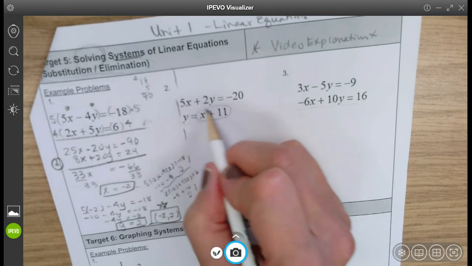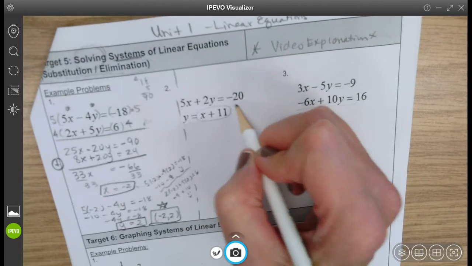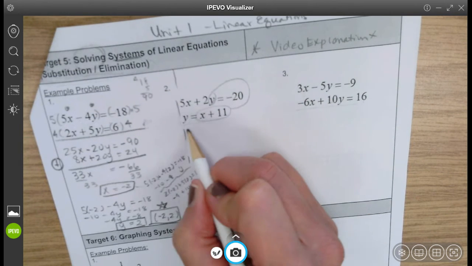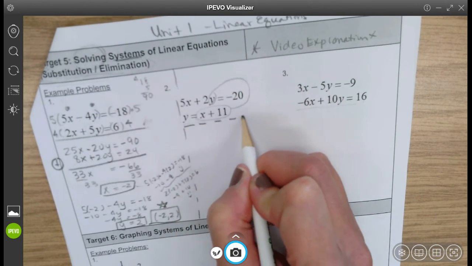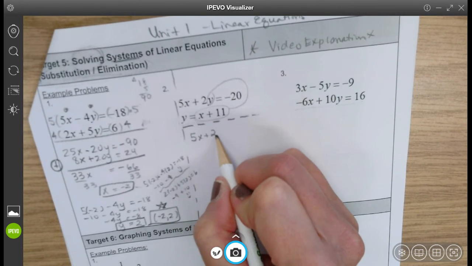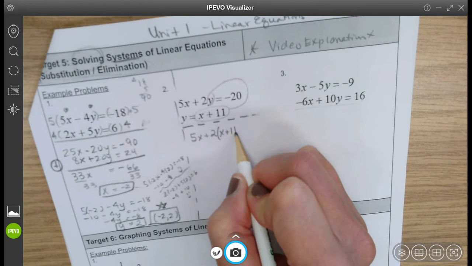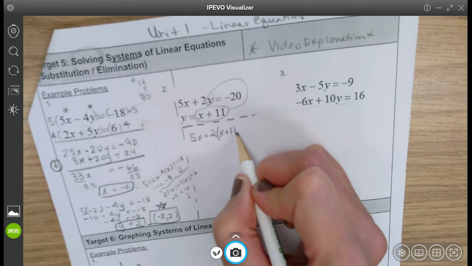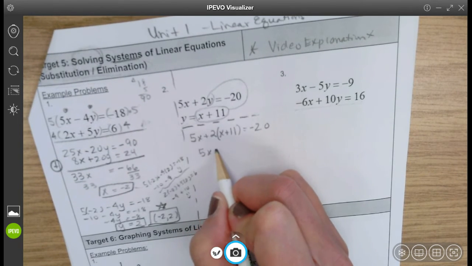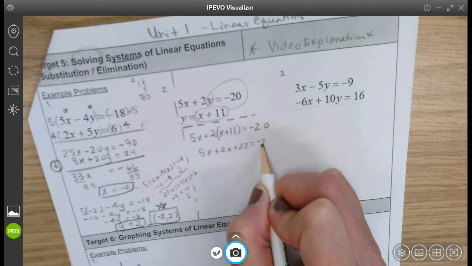All right. This is the one that's a little different because it has a y by itself. So I'm just going to substitute this whole entire quantity right there and then recopy the way it looks, okay? So 5x plus 2 times y, but instead of the letter y, I'm going to substitute in what its value is. So I'm going to pick its value and put it in, and then continue to recopy. And now I'm just going to finish my math. Distributive property, 2x plus 22 equals -20.